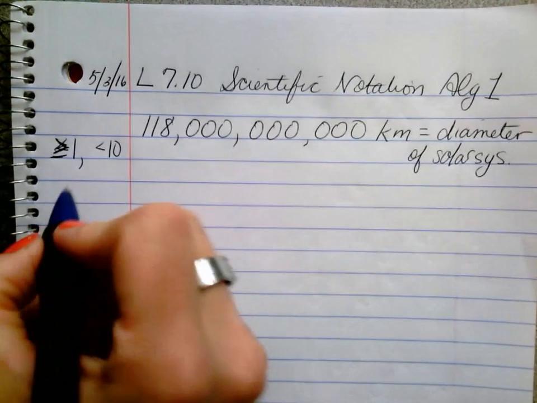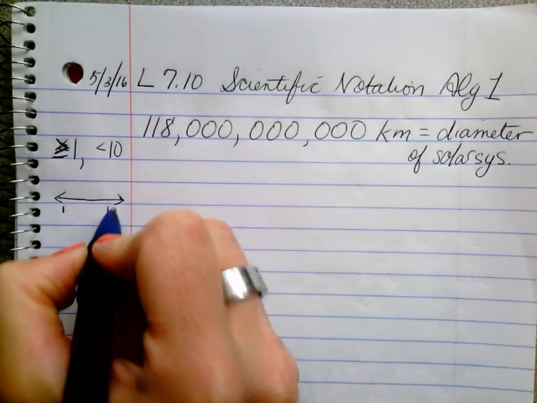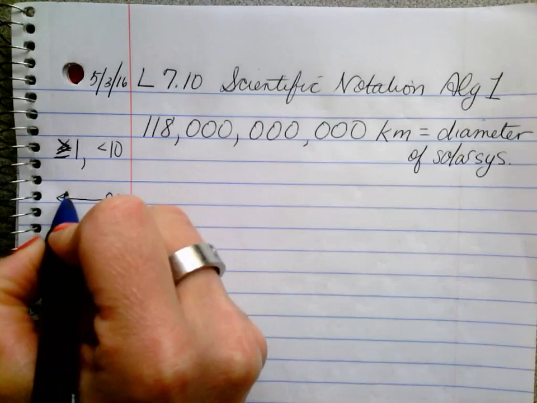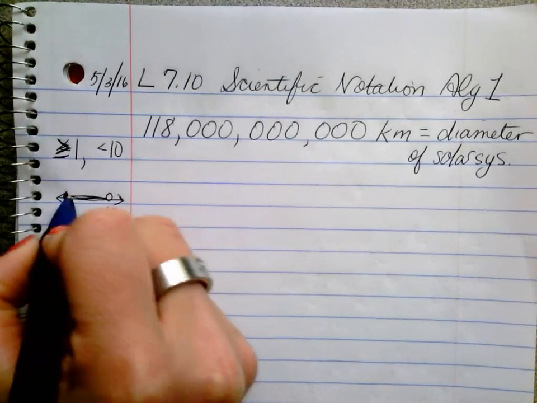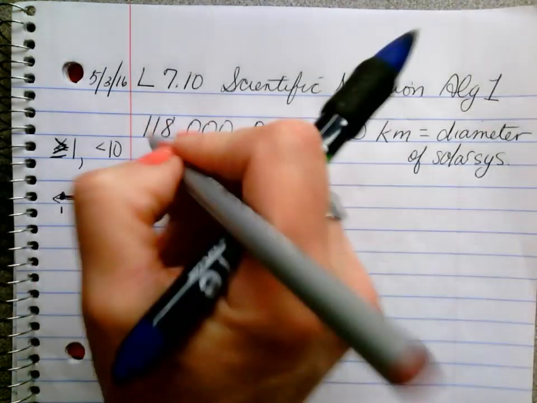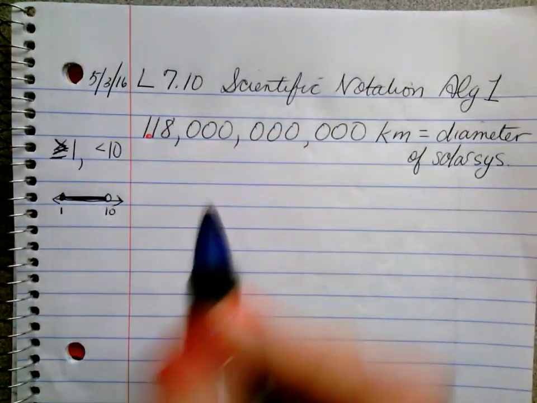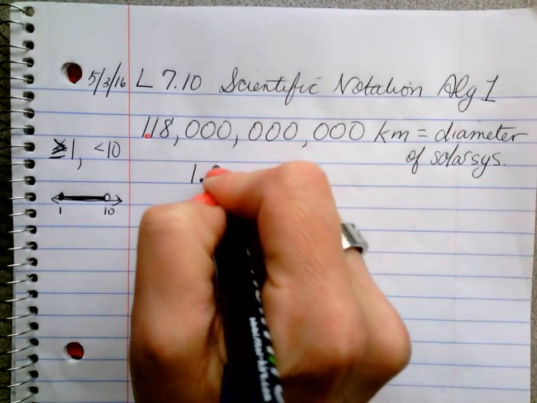If I were to graph that on a number line, it would look like this, just to help you. It can include 1, but it cannot include 10. These are the numbers we're going to create. And I would plug in my decimal between the two ones, creating 1.18.